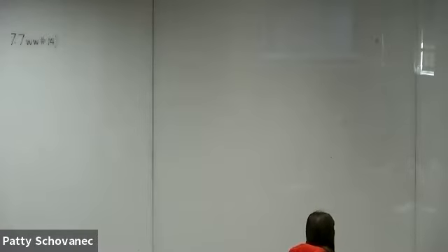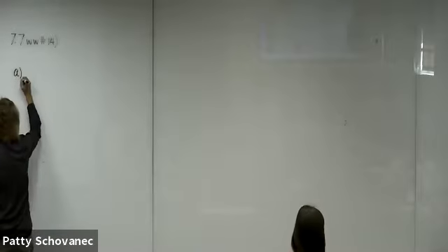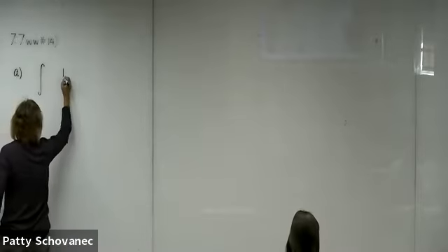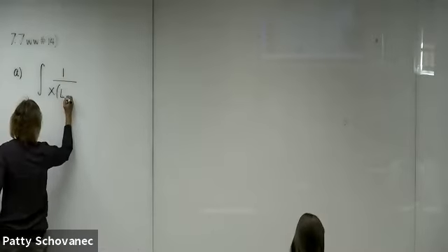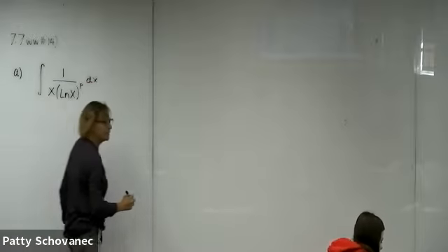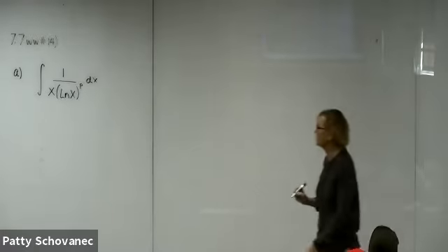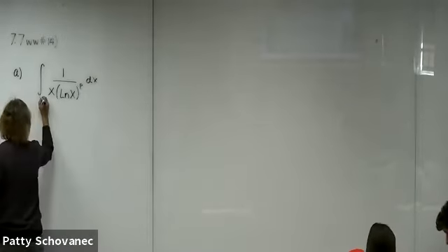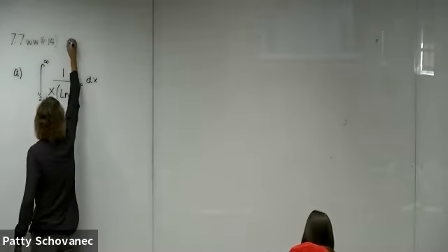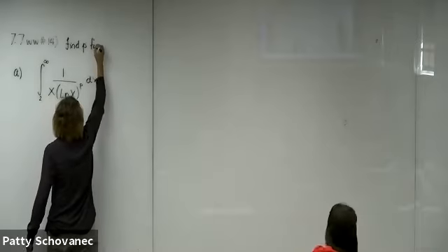Find p for which the integral converges. The first one is... now we've got some stuff going on with the limits of integration. We've got 2 to infinity. What p? And p for which the integral converges.